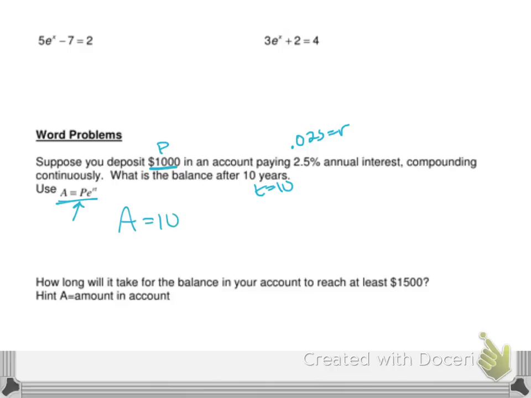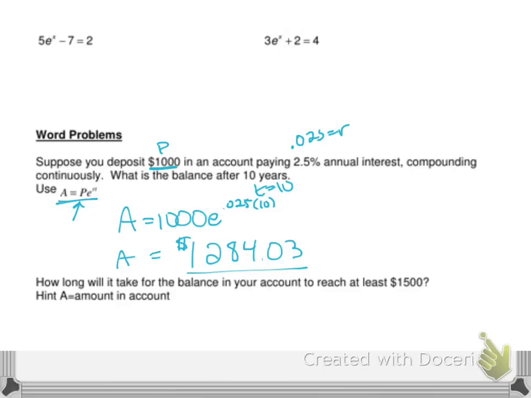So A equals 1,000 e to the 0.025 times 10. Okay, and when I type all that in my calculator, I get 1,284.03. Now what that means is that if I put $1,000 in an account and the interest rate is 2.5% and it compounds continuously, after 10 years I would have gained an extra $284, so my new total would be $1,284.03. So the next question says, how long would it take to be $1,500?